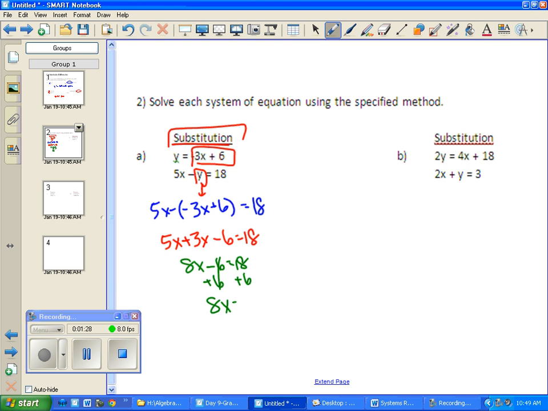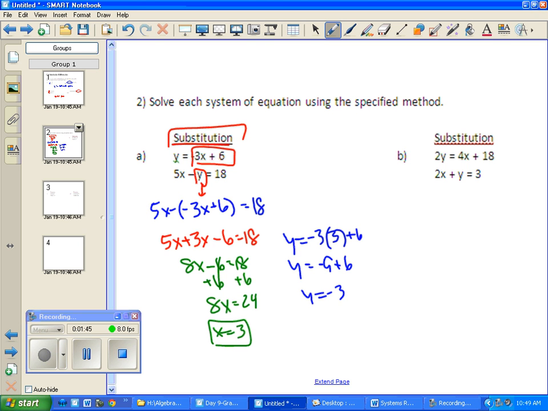Combine some like terms. 5x plus 3x equals 8x. Go ahead and move that 6, add 6 to both sides. 8x equals 24, that means x is 3. But you still got to go back and get y, ladies and gentlemen. I hope you didn't forget to get y. Once you've got x, go back, plug it in.